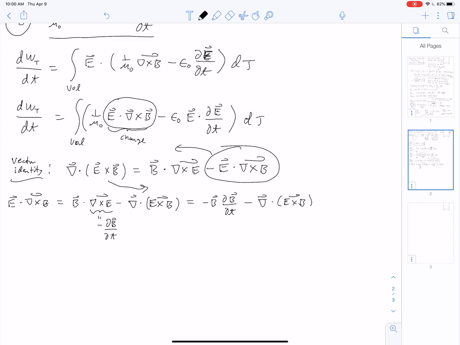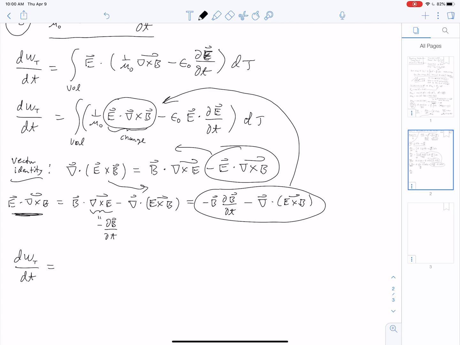So this is the thing that we want to get rid of here, and we now can write it in terms of this. So now let's plug this in here, and so now we have a new integral. We see that the power, the work per time being done on the charge distribution, can now be written as a volume integral of all this stuff. So I plug it in. It looks more complicated, but we'll be able to simplify it soon.